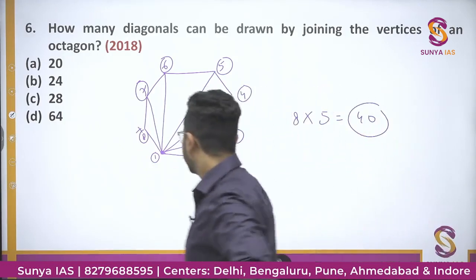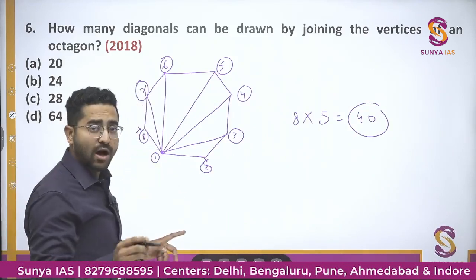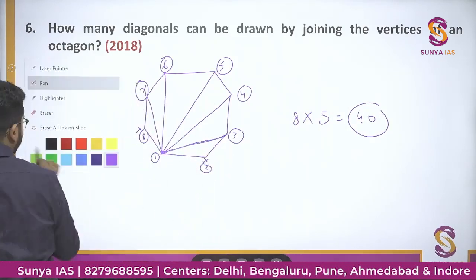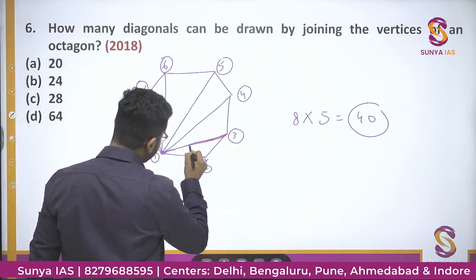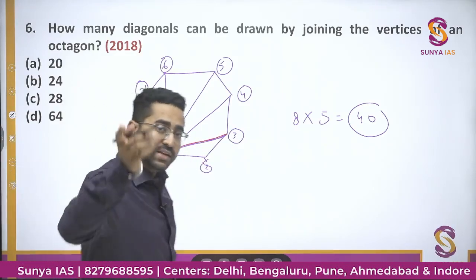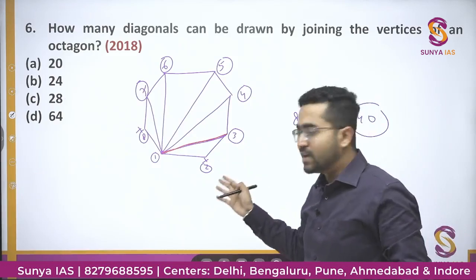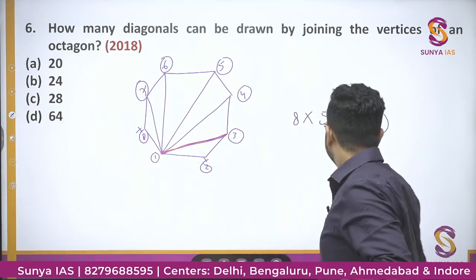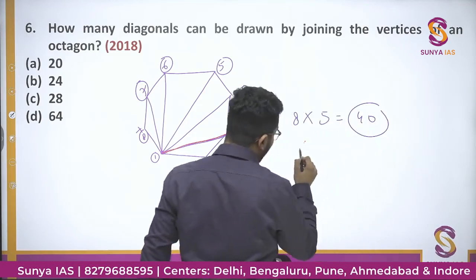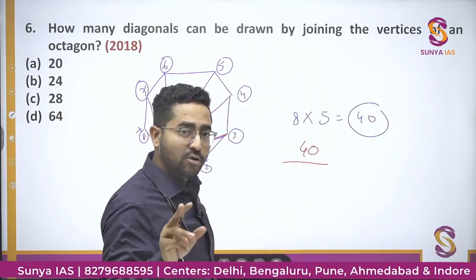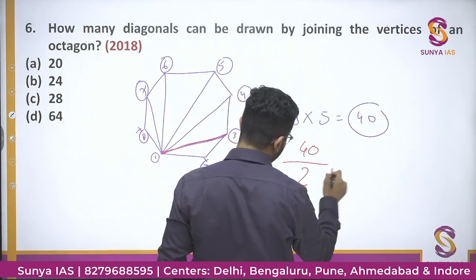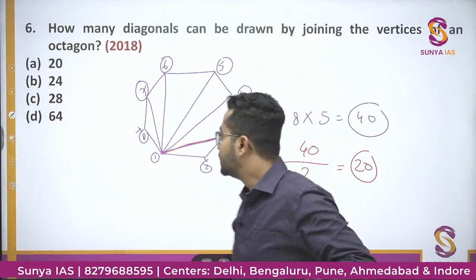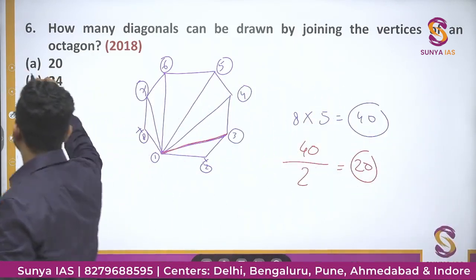But you need to remember one thing. Ye batao, ek diagonal ko, how many times are we adding? If this diagonal 1, 3 is from vertex 1 and 3, but again, when we take vertex 3, we also draw this diagonal, and we count it again. So each diagonal is getting counted two times. Isko maine do baar jod liya na, one se bhi joda, idhar se bhi joda. So each diagonal should be counted only once. So there are 40 in total, but each diagonal is counted twice, so this would be half. That is, there will be 20 diagonals possible by joining the vertices of an octagon. So the option would be option A, that is 20. Right.